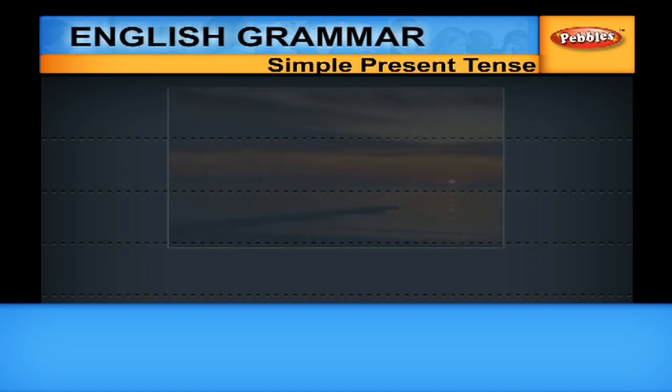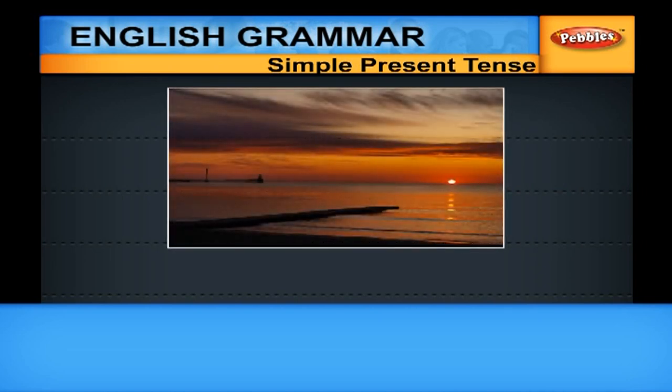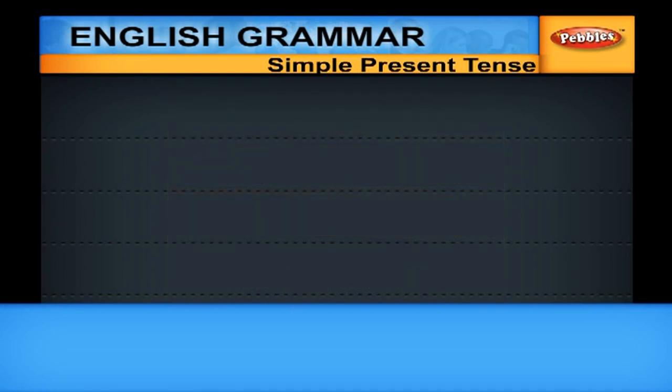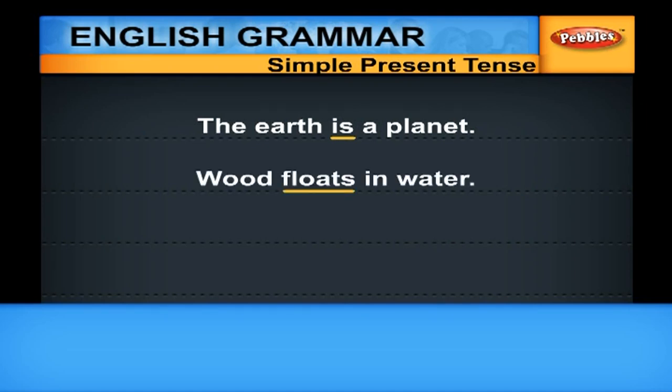Similarly, when you talk about truths, accepted things, you have to use only simple present form. Because truths will not have a past, present, or future. Truths are always truths. So you have to use only simple present when you talk about truths. The sun is a star. The earth is a planet. Wood floats in water. Water boils at 100 degrees Celsius. So these are truths. When you refer to truth, use simple present.